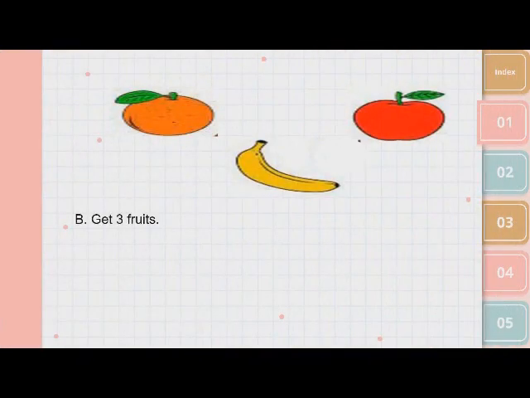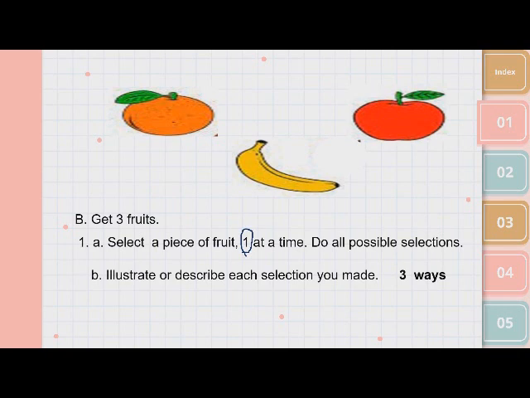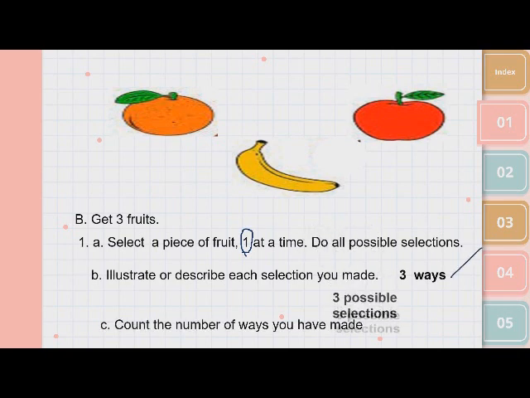How about if you have three fruits? For example, you have the orange, the banana, and apple. How are you going to do it? You have three ways. What are those three ways? You can have apple, banana, and orange. Because that is one at a time. Take note, one at a time. So therefore, you have three ways. Basic, right? And then you have three possible selections for that.